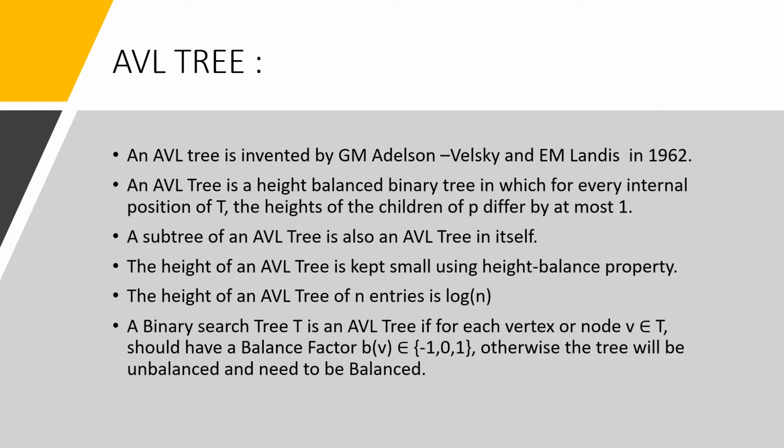The AVL tree was invented by G.M. Adelson-Velsky and E.M. Landis in 1962. That's why it's called AVL. An AVL tree is a height balanced tree in which for every internal position P of T, the heights of the children of P differ by at most 1. Of course, every subtree of an AVL tree is also an AVL tree in itself. The height of an AVL tree is kept small using the height balance property, so the height of an AVL tree of n entries is always O(log n).